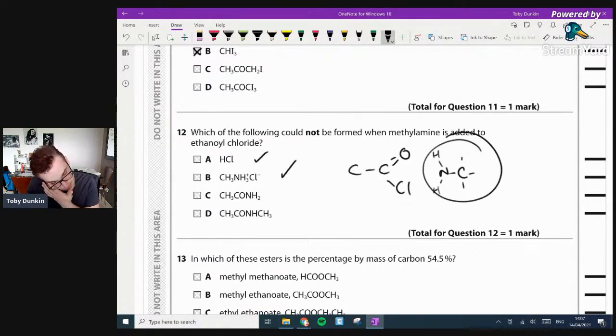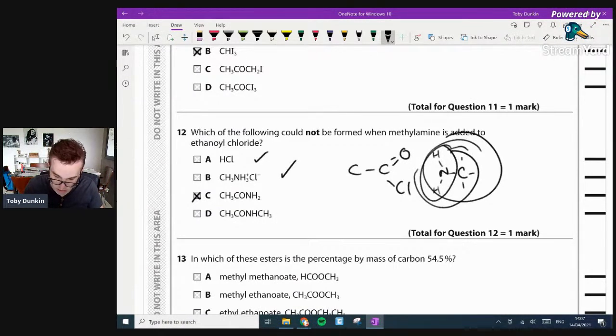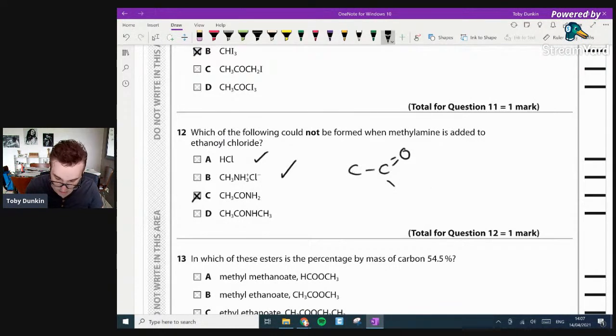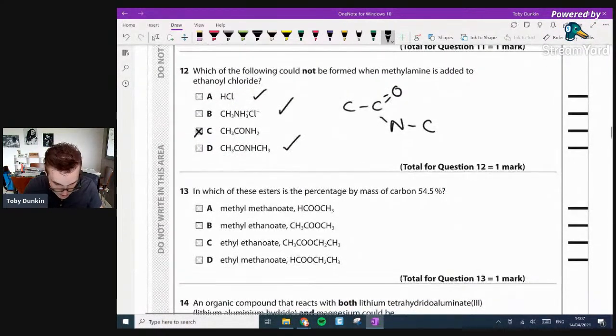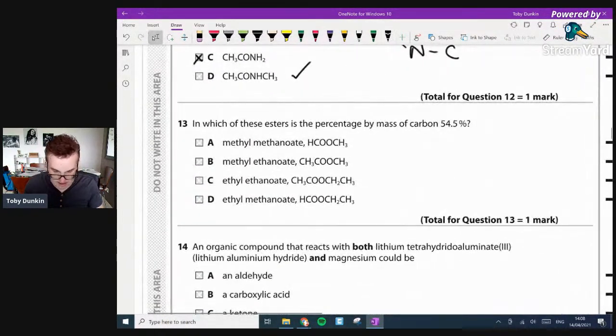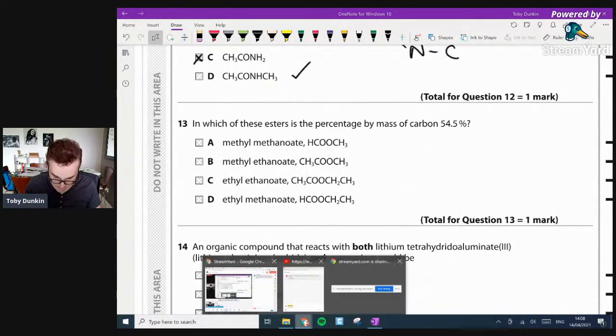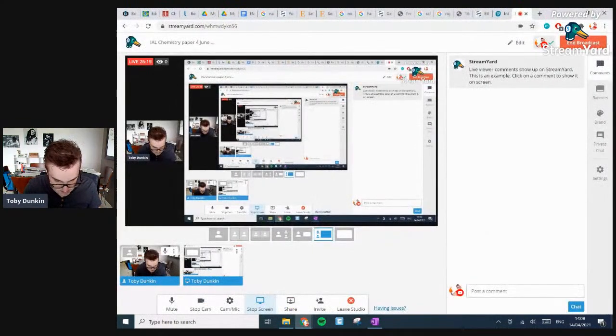That's ethanamide. No, that can't be made. So there's my answer. The reason being is there's no actual ammonia here. It's an amine, which means what you'll do is you'll always tack on the nitrogen and a carbon, which is what that one is there. So it seems reasonable.